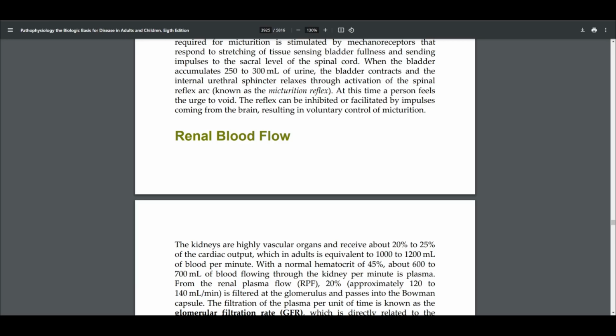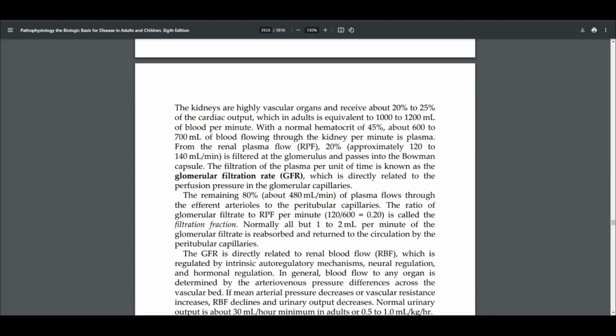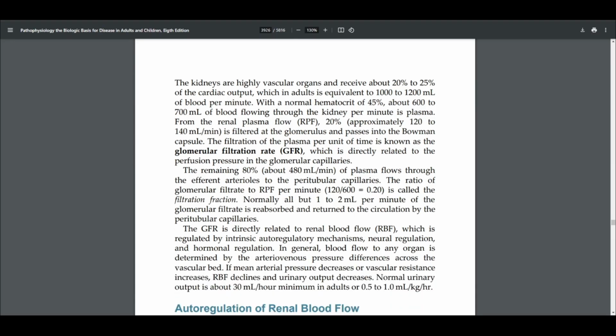That leads us to renal blood flow. The kidneys are highly vascular organs and receive about 20 to 25% of the cardiac output, which in adults is about 1,000 to 1,200 ml of blood per minute. With a normal hematocrit of 45%, about 600 to 700 ml of blood flowing through the kidneys per minute is plasma. From the renal plasma flow, RPF, 20%, approximately 120 to 140 ml per minute, is filtered at the glomerulus and passes into the Bowman capsule.